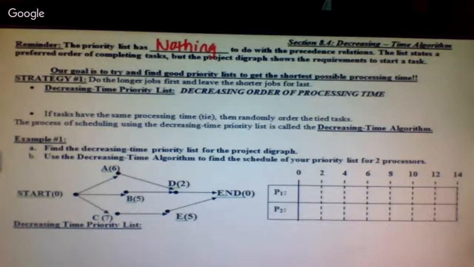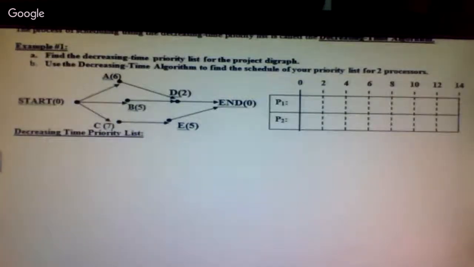So they decided you coming up with a priority list still doesn't give us an optimal time. So we're going to try something new. And the something new is called the decreasing time algorithm. What does it mean, decreasing time? What should I start with and what should I go to if I'm decreasing? Highest to lowest. So guess what? We're going to create a priority list that goes from your highest time to your lowest time. So instead of them giving you a list this time, you're going to actually come up with it yourself. So that's the first thing we have to do is come up with your decreasing time priority list.